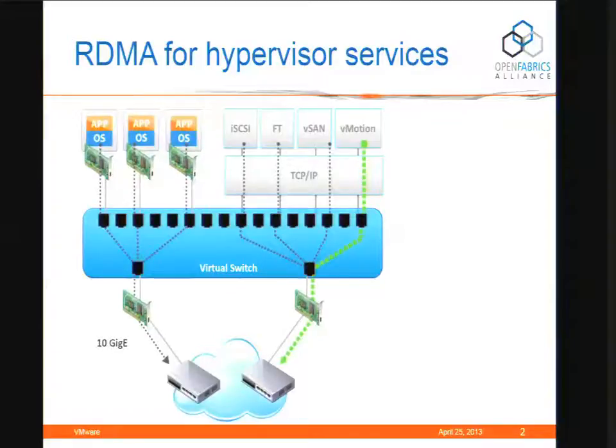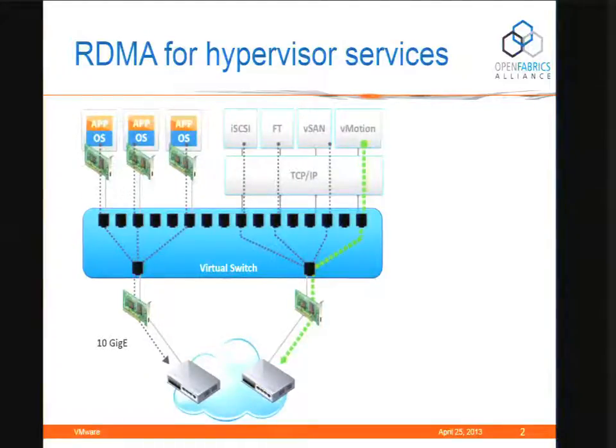Traditionally, they use TCP/IP sockets. VMware in the hypervisor, in the VMkernel, implements a TCP/IP stack. It's derived from FreeBSD. And so these applications live in the kernel address space, but they make direct socket calls, and they use TCP/IP for transport.